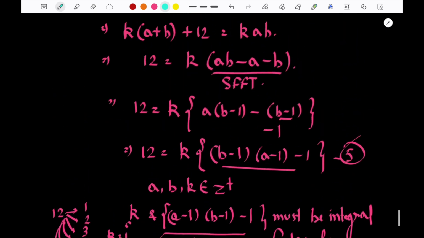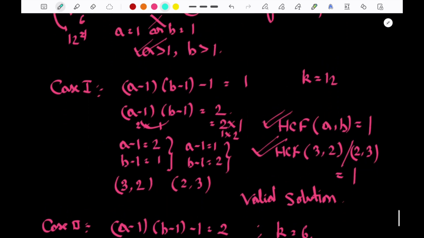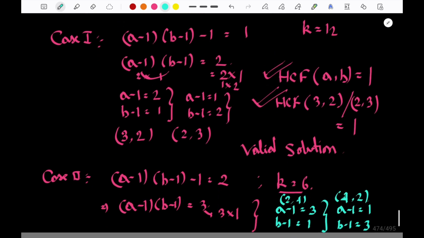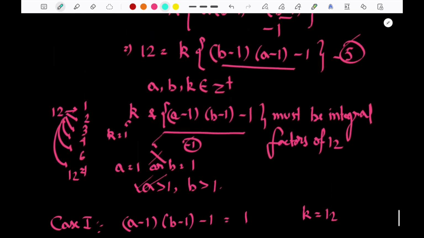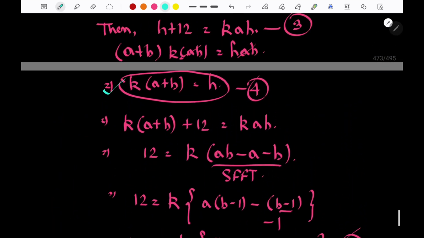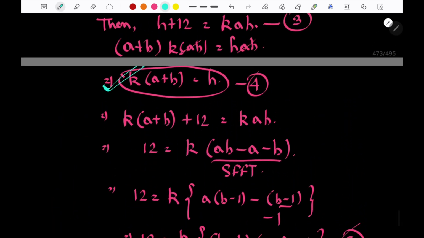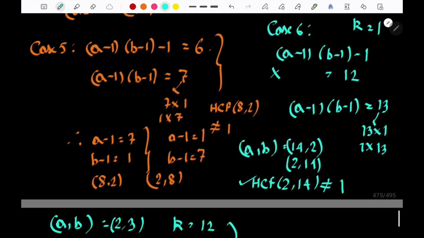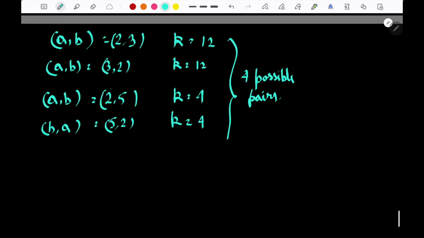First let us find h. Now how do we find h when we are given k, a, b? Is there any relation in any equation? Yes, if we know k, a, b we can find h. So basically it can be written as h is equal to k into (a plus b). So in the first case this will be 12 into 5, that is 60.